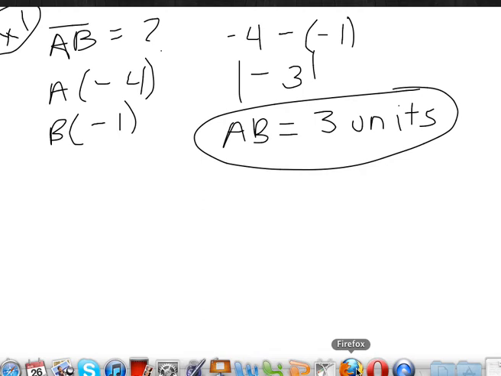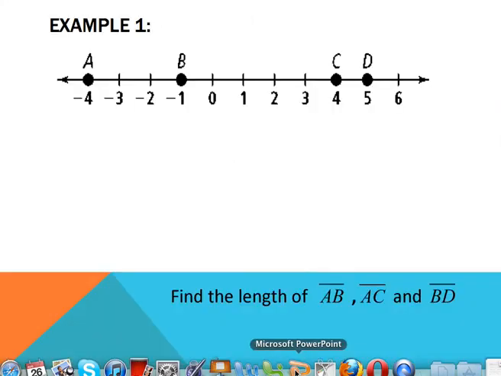Okay, it's important for you to write units because we aren't dealing with a specific unit of measurement. But I do ask that in this class you always, always, always give me some kind of units, whether that is feet, inches, centimeters, or just units. Okay, back to the slides.